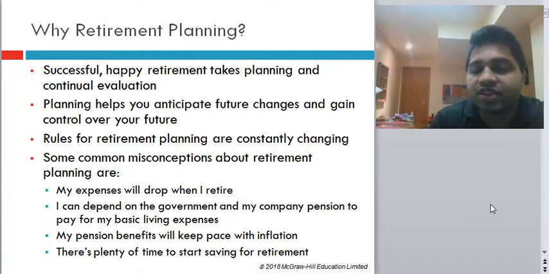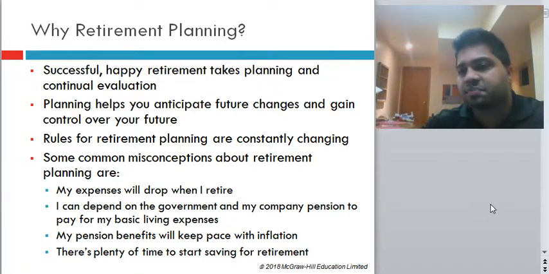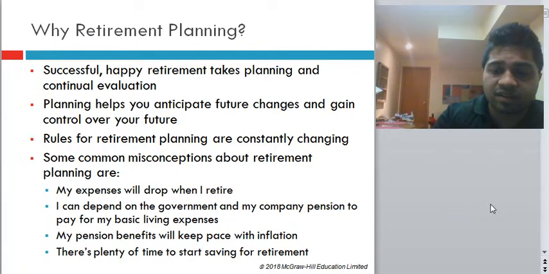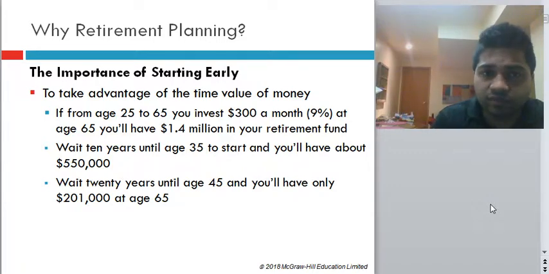There is plenty of time to start saving for retirement. Time flies by. You plan for a certain thing and then life happens. So the moment you start having income, you need to start looking at retirement planning. Now it is very important to start early. By starting early, compounding is working in your benefit.